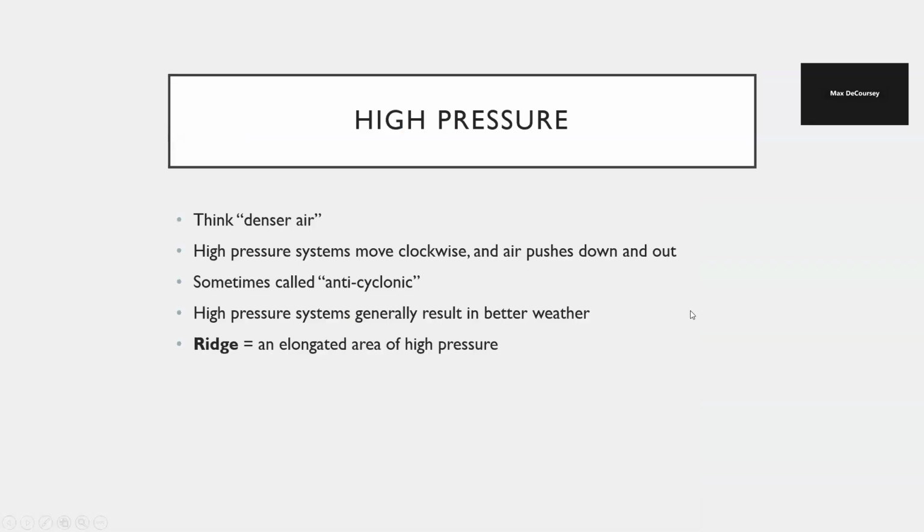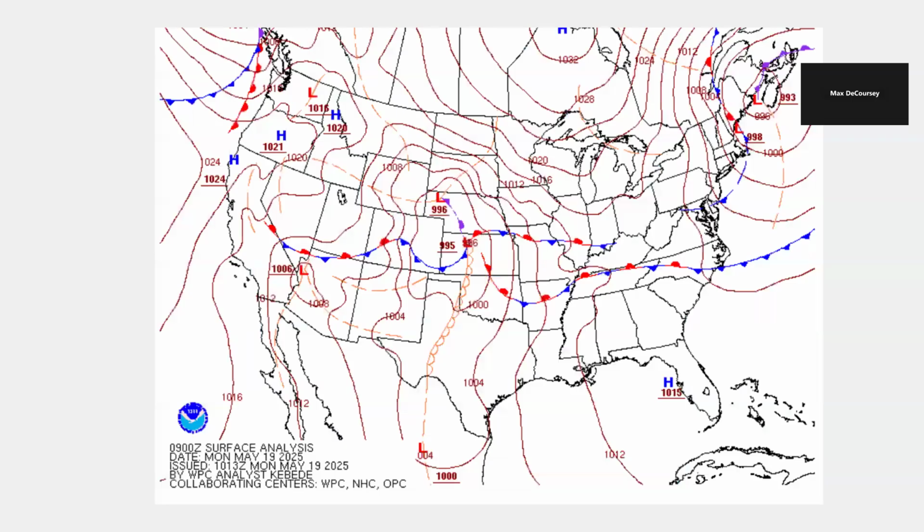So now we're going to talk about pressure systems, high pressure versus low pressure. So when you hear high pressure, you should think denser air. High pressure systems move clockwise and the air pushes down and out. Okay. So if you see a high pressure system on a map here, this is a surface analysis chart. These little H's right here represent areas of high pressure.